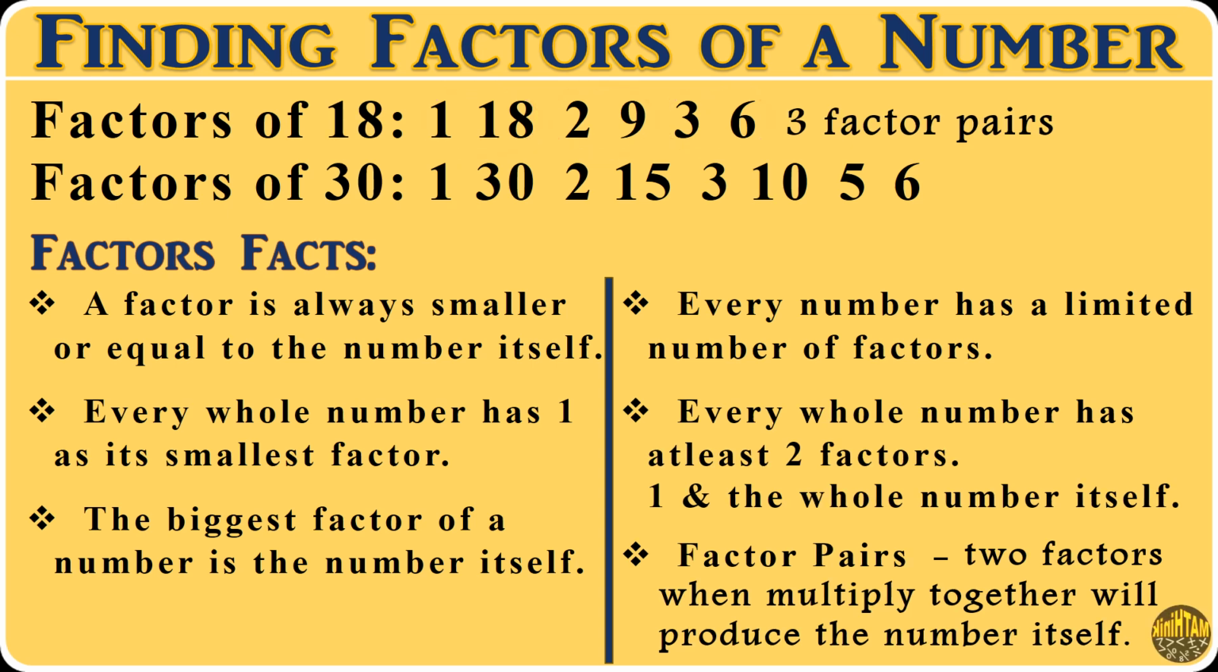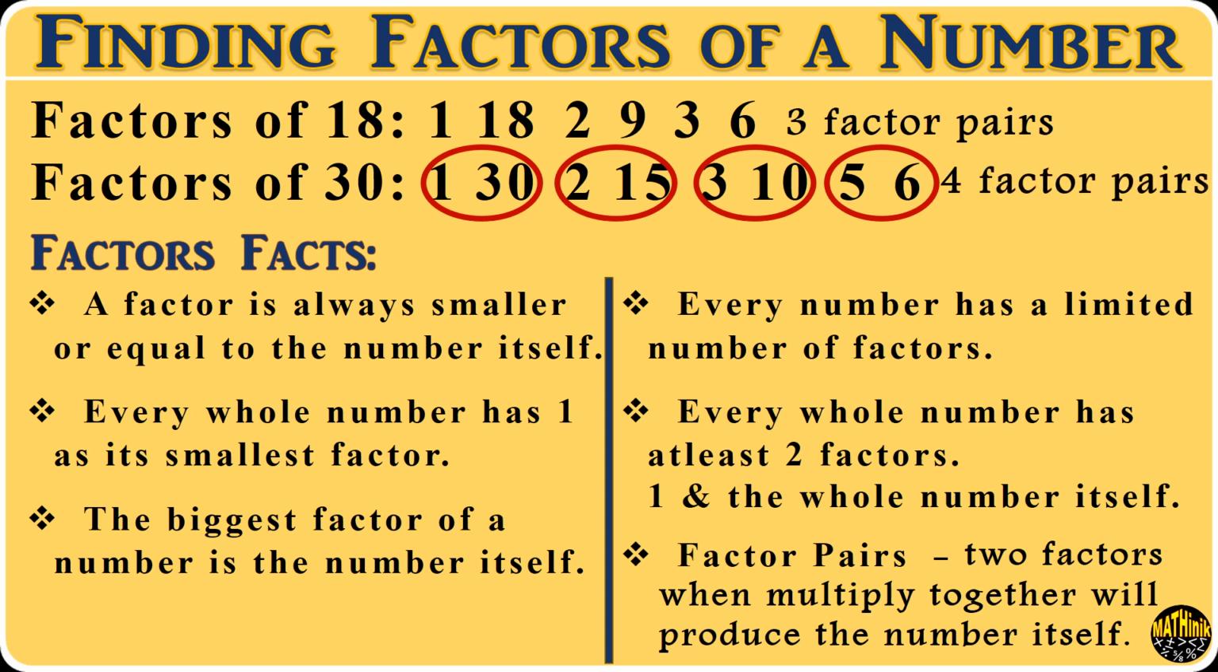For our second example, which is 30, its factor pairs are 1 and 30, 2 and 15, 3 and 10, and lastly, 5 and 6. It has 4 factor pairs.